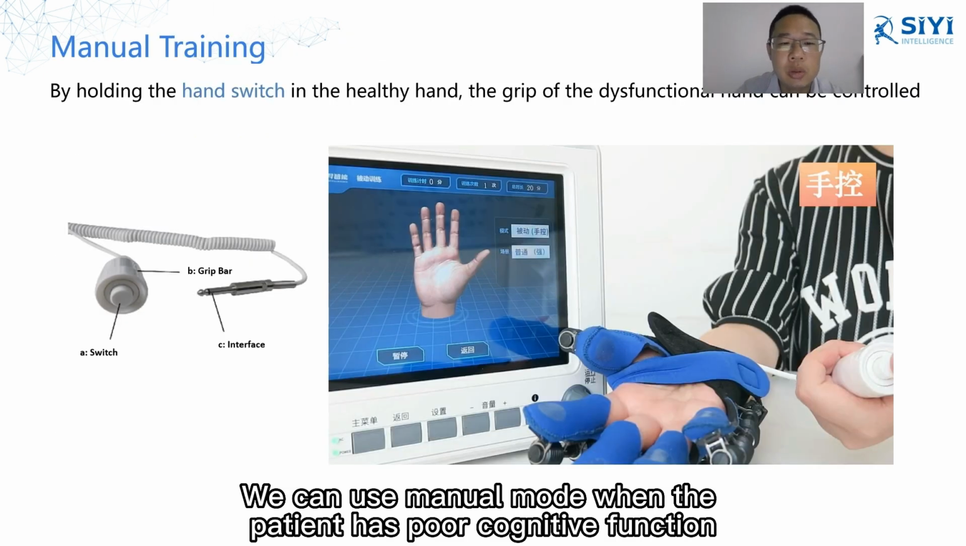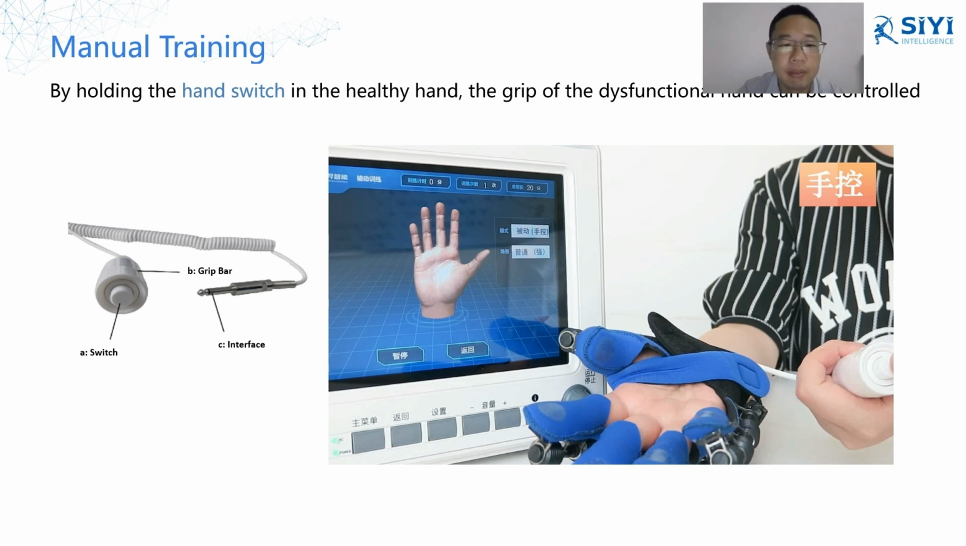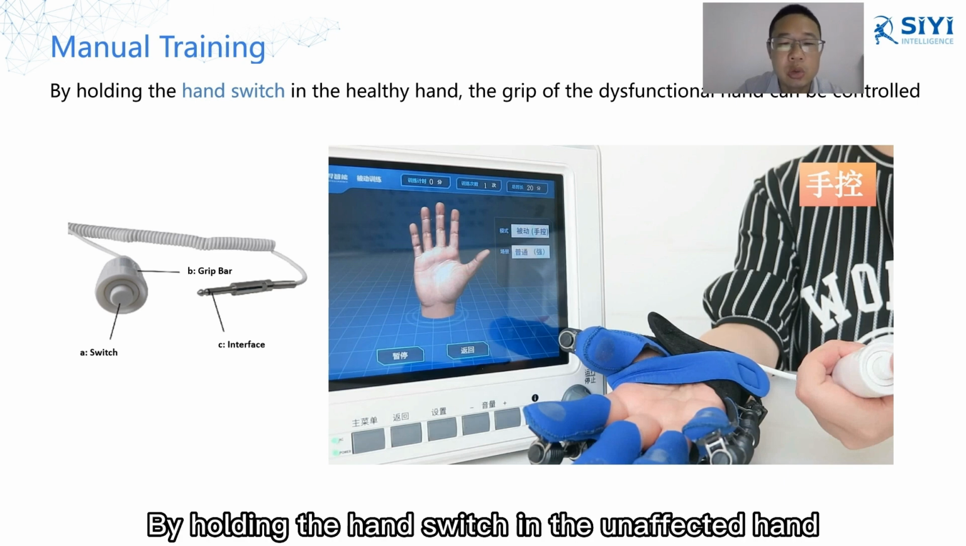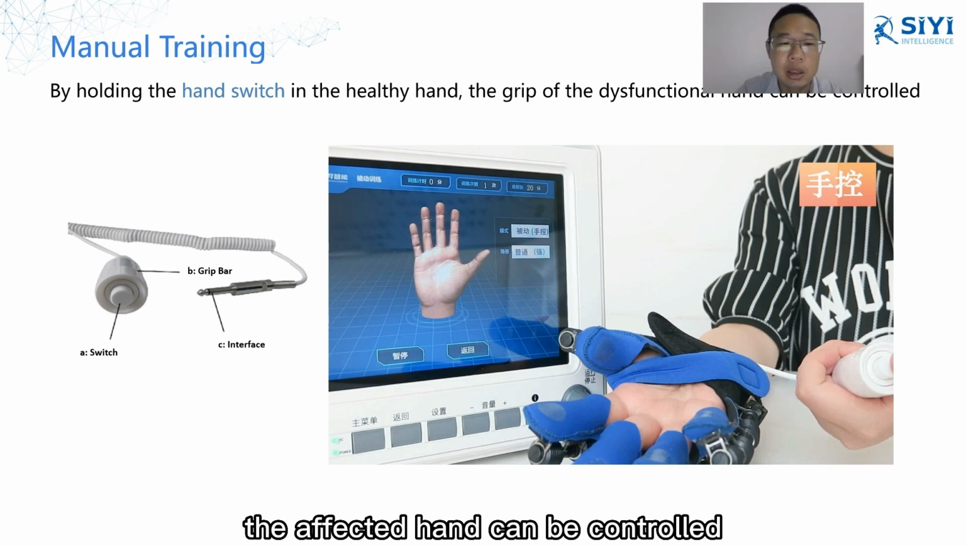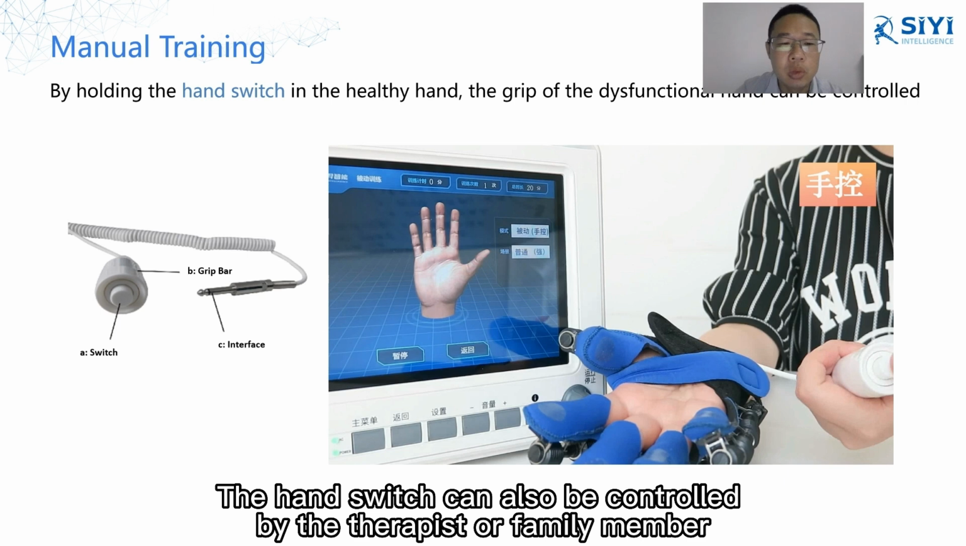We can use manual mode when the patient has poor cognitive function or cannot understand the instructions on screen. By holding the hand switch in the unaffected hand, the affected hand can be controlled. The hand switch can also be controlled by the therapist or the family member.